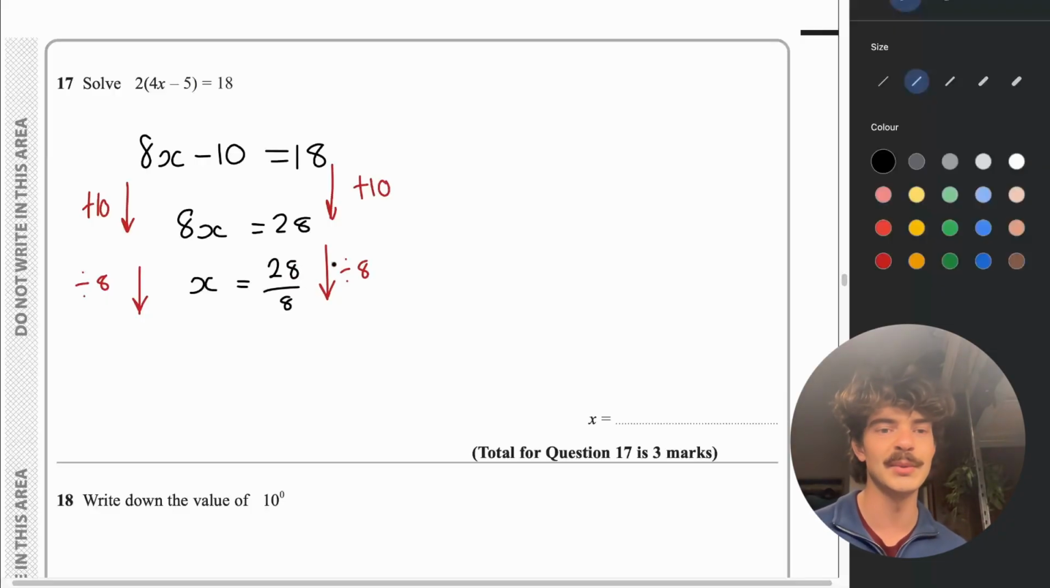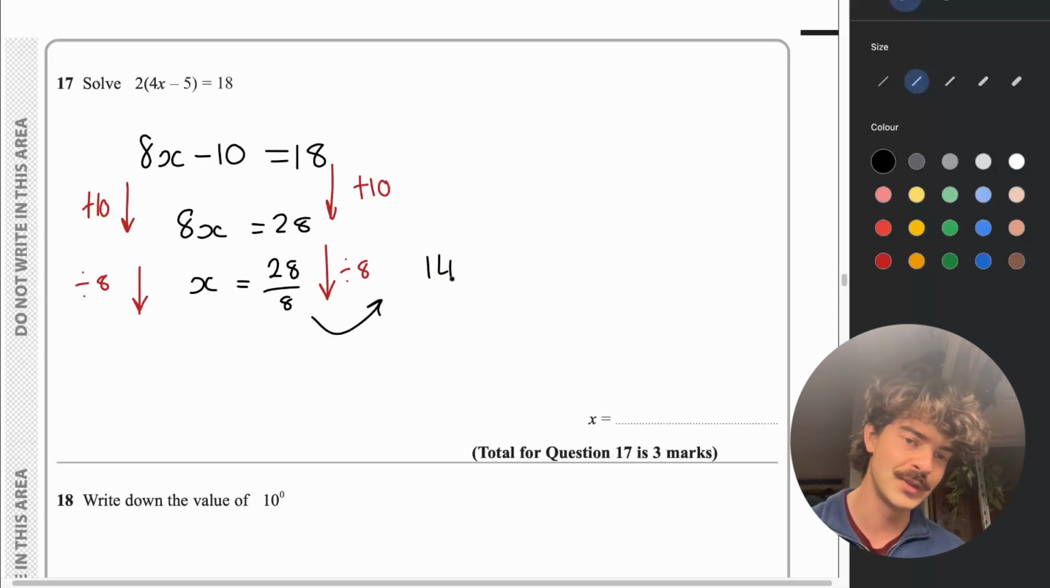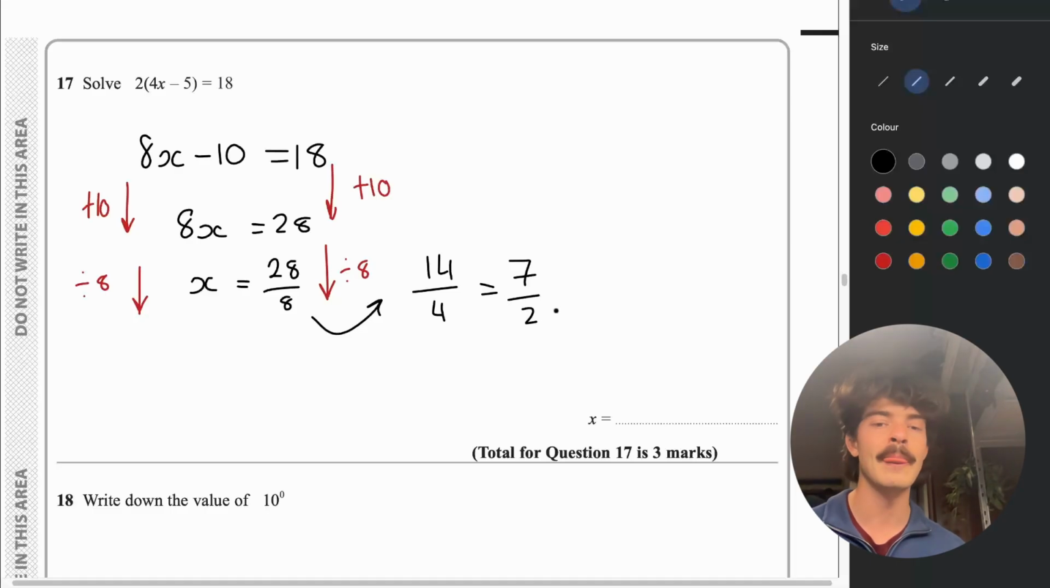There's no reason to put this as a decimal in this question. We never get asked for it to be a decimal. We might as well just leave it as a fraction like this. You could simplify it, of course. This can become, let's have a look, 14 over 4. And you can go one step further and say 7 over 2. But there's nothing specifying that we need to simplify it, so you don't have to.